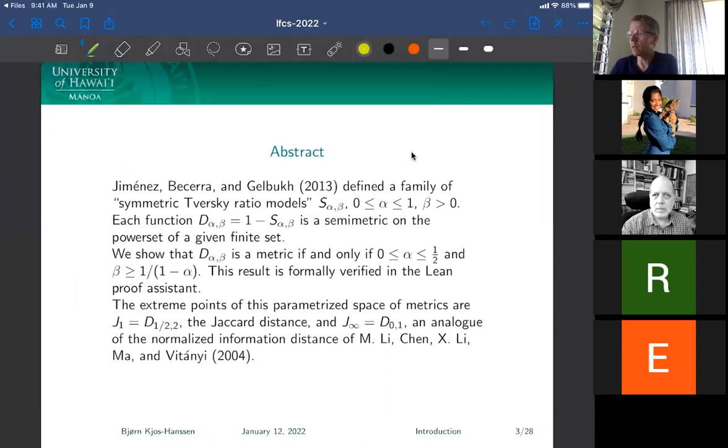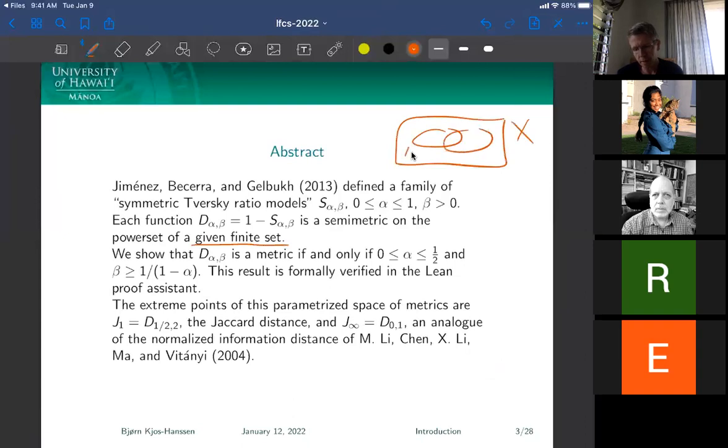Okay, so what this paper is about is a certain family of distance measures for a given set. If you have a given set and then certain subsets of it, then you can say what's the distance between A and B, and how should we define that?